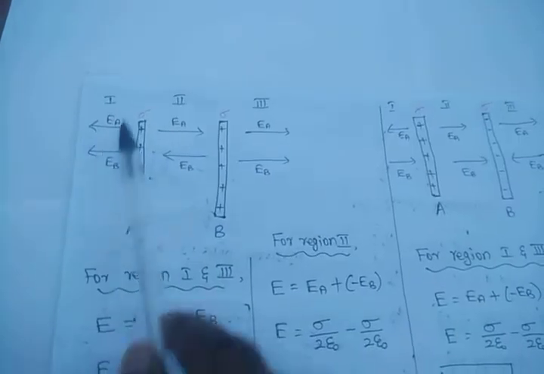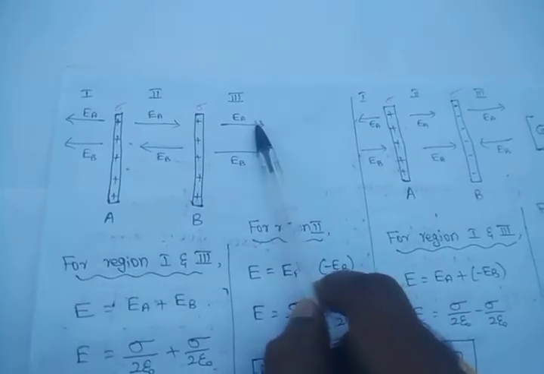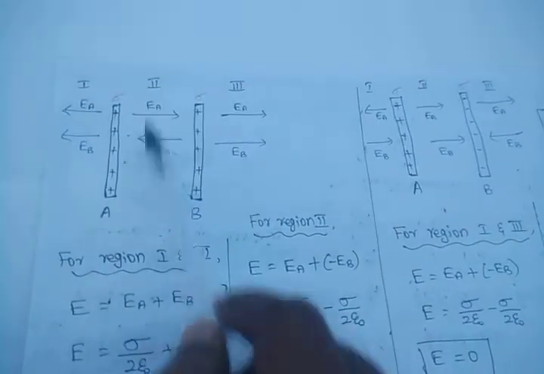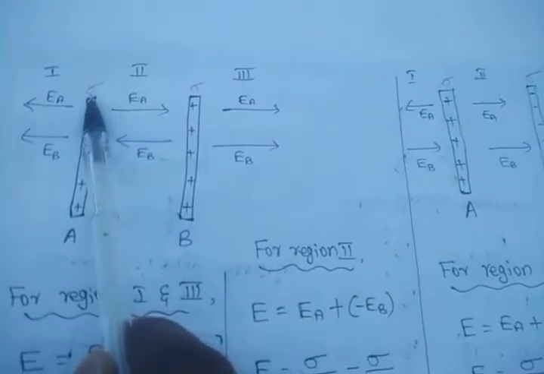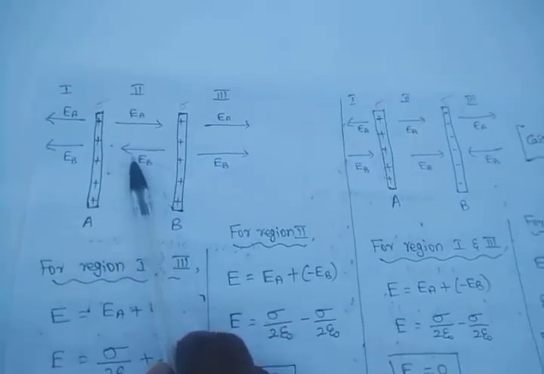So overall you see that for region 1 both the electric fields will be in the same direction, and in region 3 also both the electric fields will be in the same direction, but in region 2 the electric field direction for A and B will be opposite. Hence, since the charge density of both the charges is the same, these two are equal and opposite.